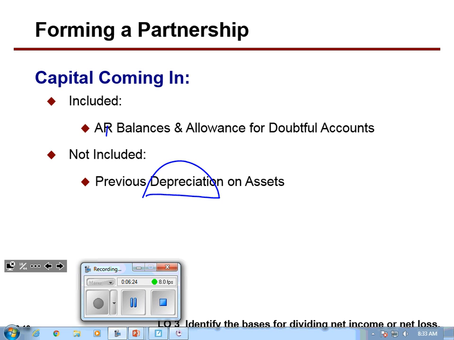But just know that this asset, along with its contra asset, is included, whereas that accumulated depreciation pile is not.